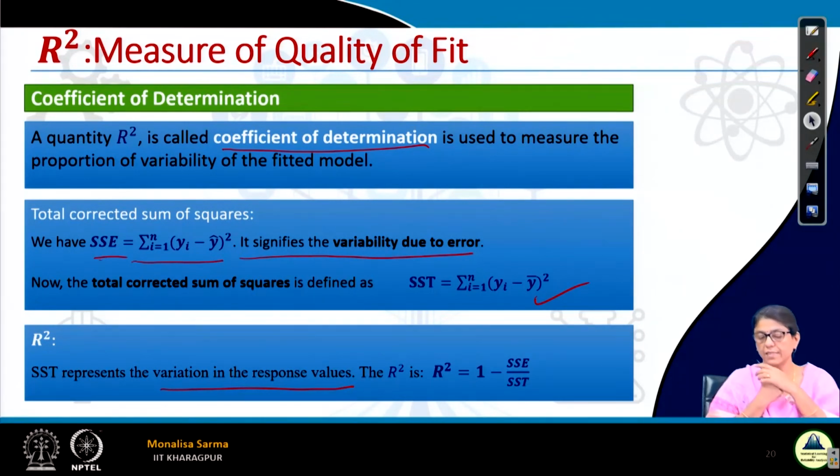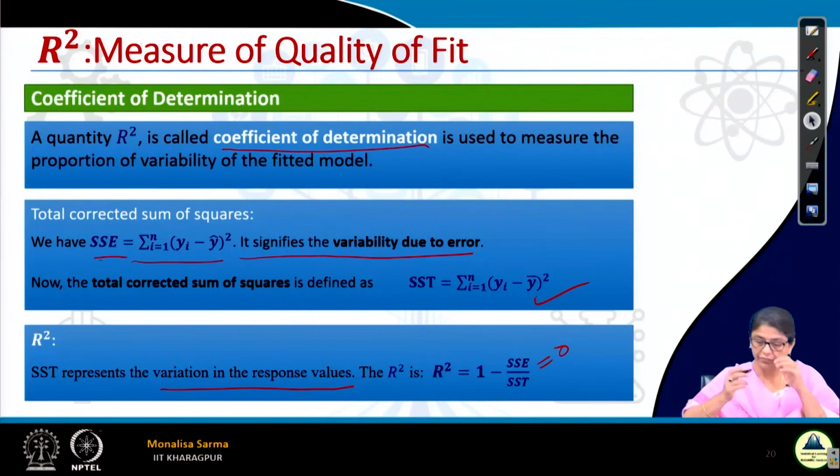Okay, 1 minus SSE by SST. Now, if my SSE is equal to 0, suppose, under what situation will my SSE be 0? If my SSE is 0, that means my line is a very good fit, isn't it? Only when my line is a very good fit is my sum of squares due to errors equal to 0. In that case, R square is equal to 1. That means the quality of fit is very good.